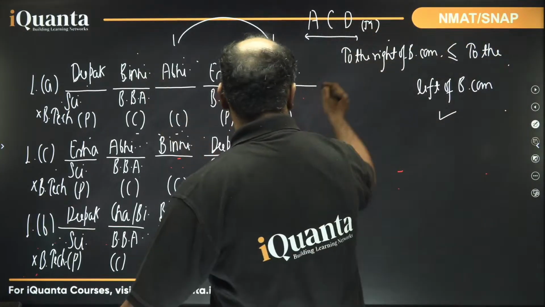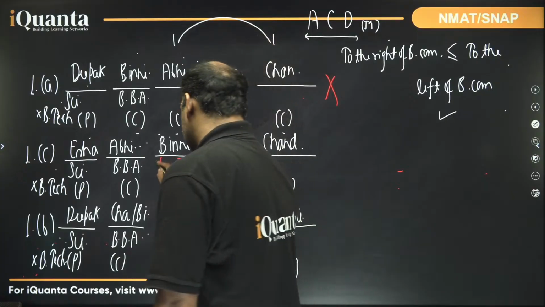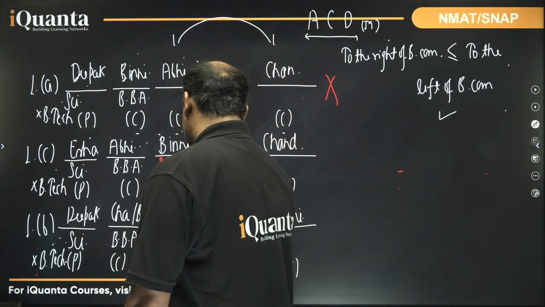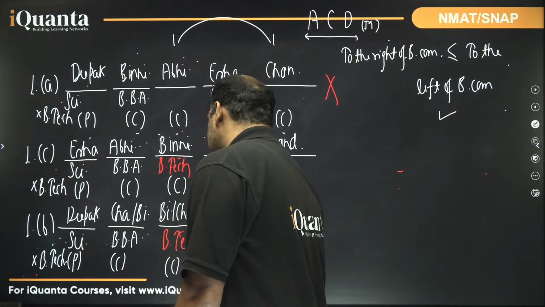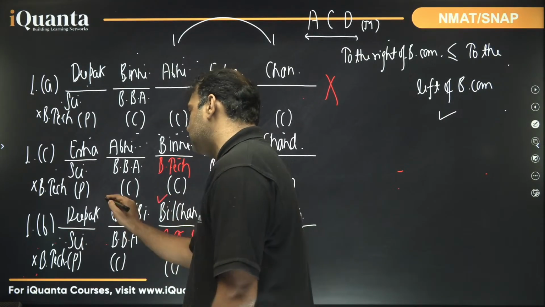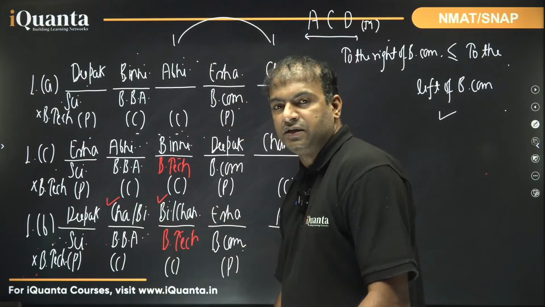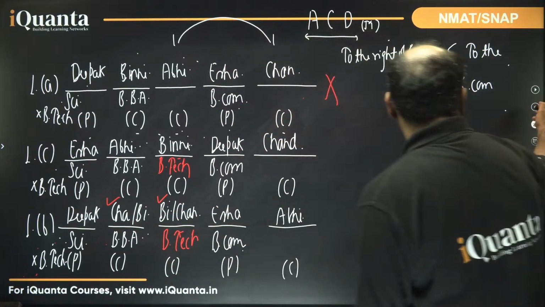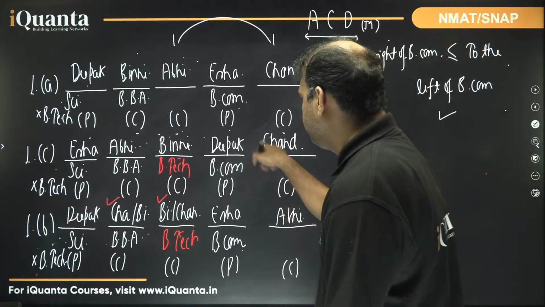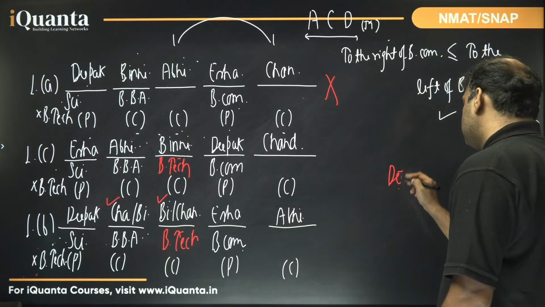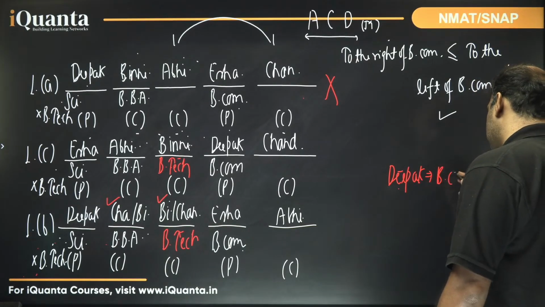The first case is not possible because Bini is BBA in this case. The second case is possible, Bini is BTech. The third case is also possible, Bini is BTech. So if Bini is BTech, Bini has to be here and Chandan has to be here, because Chandan will be BBA in this case. The question is to find the degree of Deepak. In the first case, Deepak is BCom, we are sure.